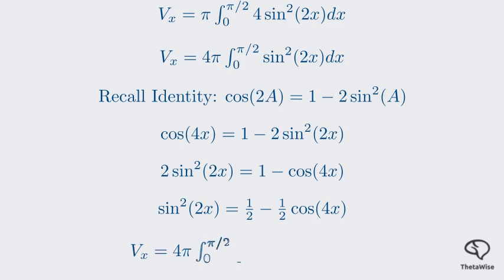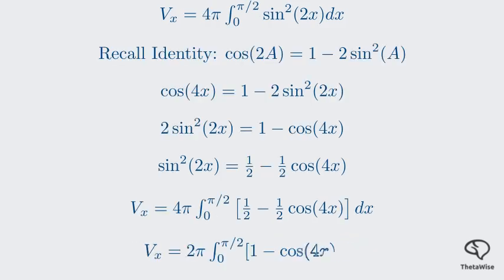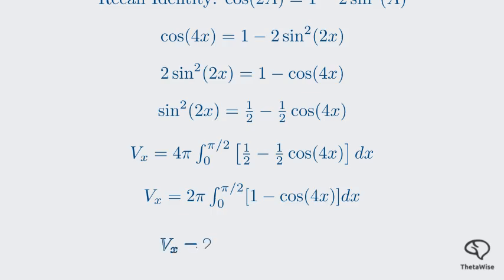Substituting this back into our integral, we can pull the 1/2 out, leaving us with 2 pi times the integral of 1 minus cosine of 4x dx. Integrating term by term, the integral of 1 is x, and the integral of cosine of 4x is sine of 4x over 4. Now we evaluate this expression from our lower limit, 0, to our upper limit, pi over 2.